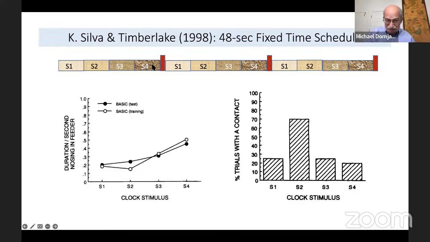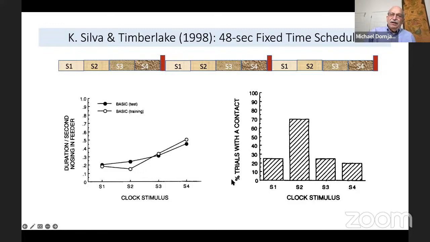S4 is very close. And if you look at nosing the feeder during these different clock stimuli, you get the most amount of interest in the feeder during S4. And interest in the feeder is a focal search response. So S4 elicits focal search behavior.